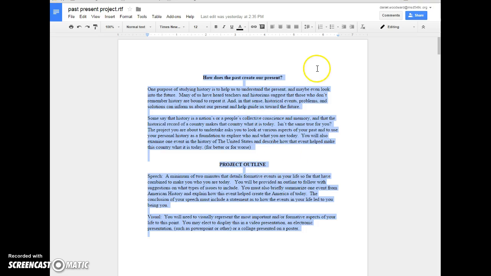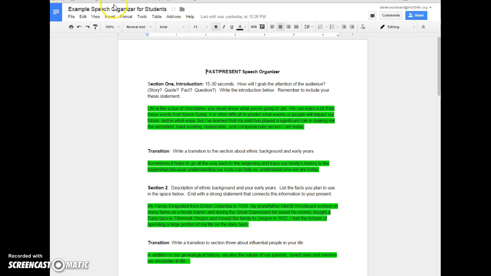So I've created a little tutorial here that I've also made available to you so you can walk through, read it, and get an idea on what goes in each section using the organizer. Okay, so I'm going to go here to an example speech that I created for you guys to give you an idea of what you need to do in each section. So I have my introduction here. You need to have a story, a quote, a fact, or a question.